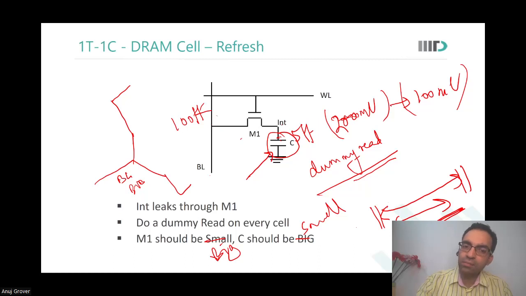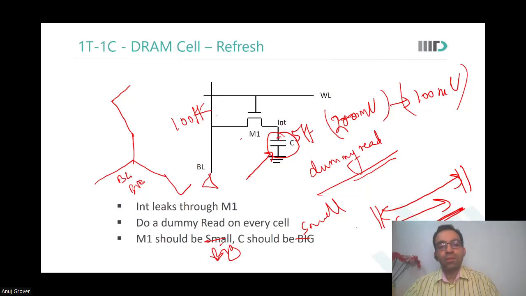Is that clear? Sir, how will we actually generate VDD by 2, sir? Because we only have a supply of VDD. We will come to that. So as far as I have explained, is it clear?